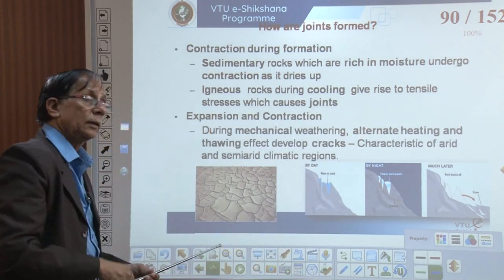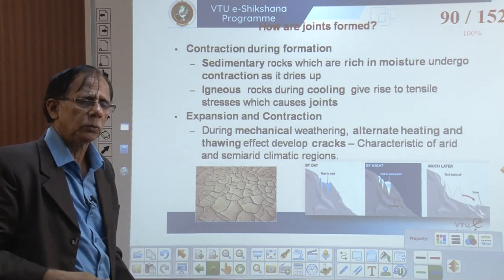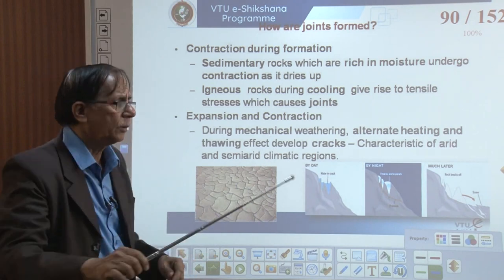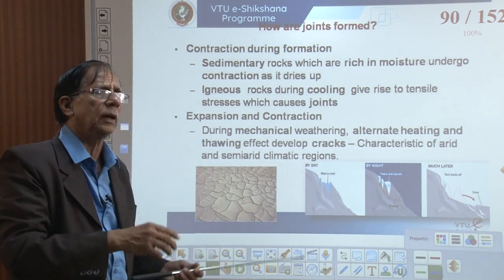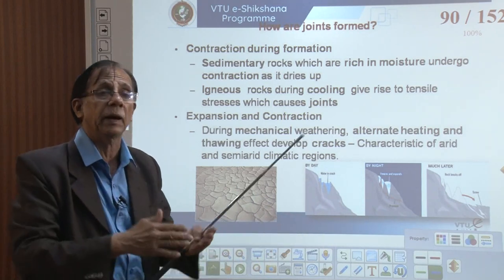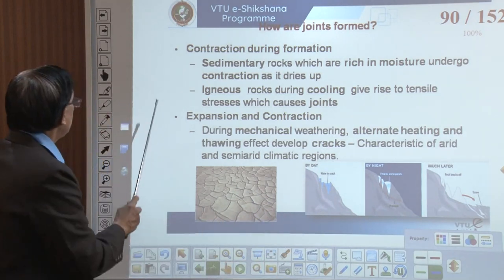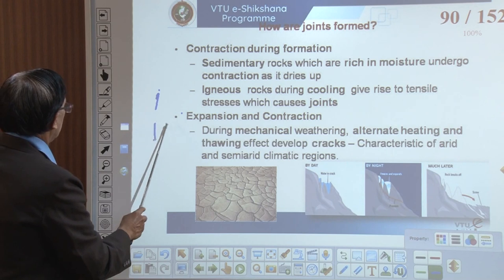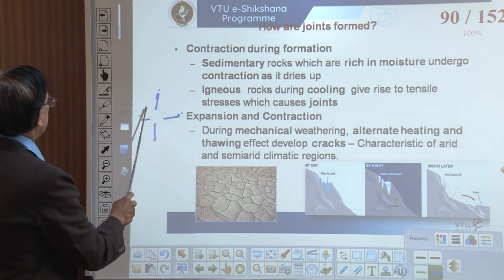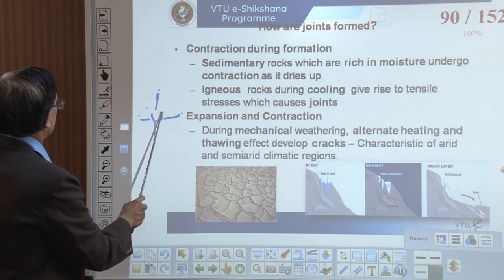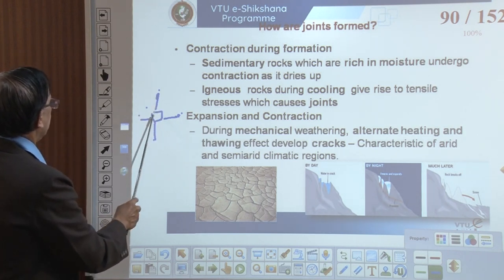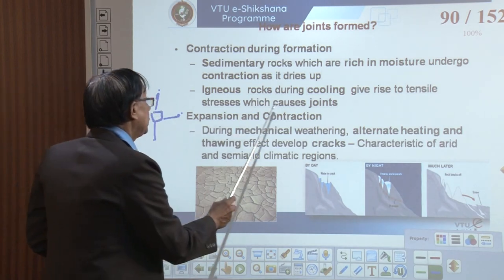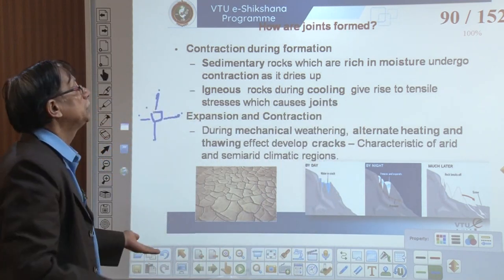During cooling, there are centers of cooling, solidification and crystallization, and the ions or elements move towards the center of crystallization. As elements move this way, a kind of tensional force is developed. We have one center, another center, another center, and elements move toward each of them. Therefore, there is a tensional force, and a regular pattern of joints is developed. So the igneous rock during cooling gives rise to tensile stresses which cause joints.